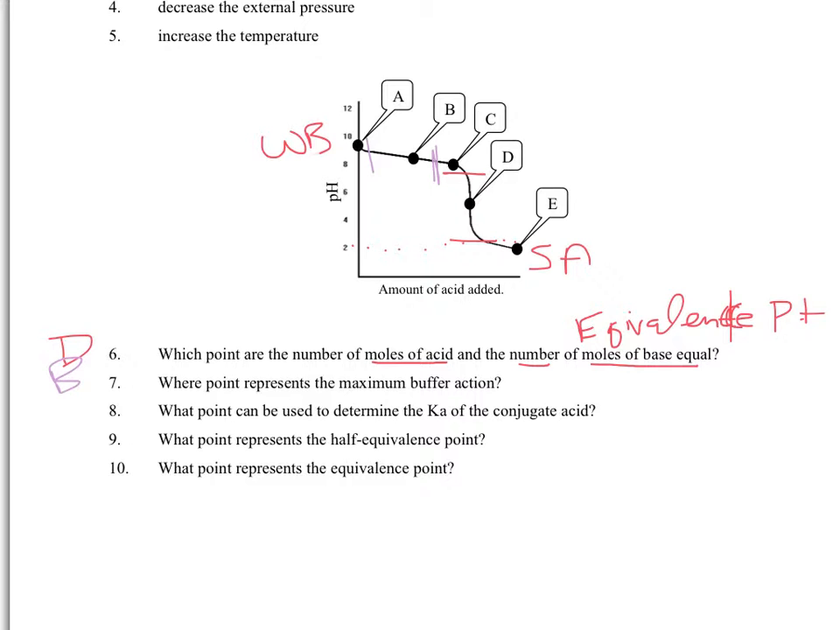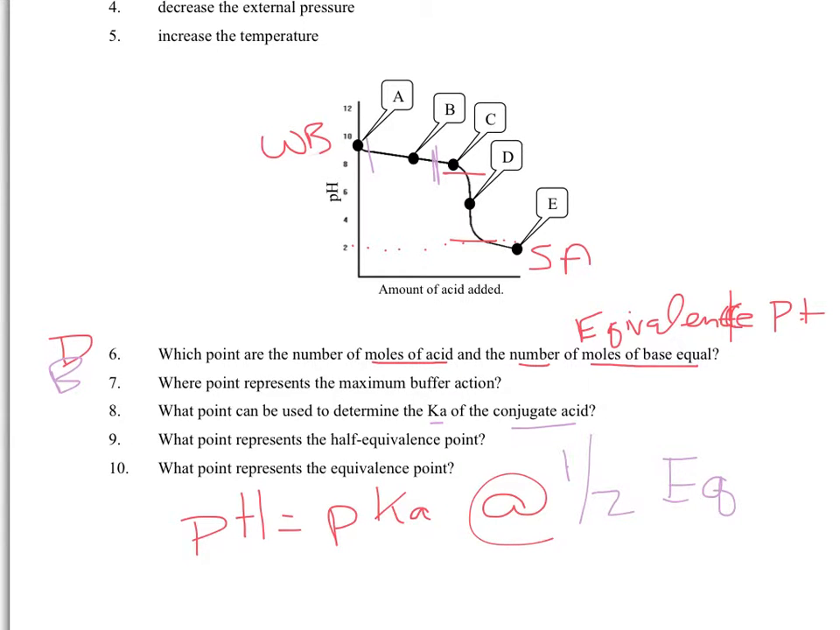The buffer zone is halfway between the initial and when it begins to start verticalizing. Ooh, that's a good one. Yep, it's halfway between C and A. So it is B. What point can be used to determine the Ka of the conjugate acid? Remember this. The pH is equal to the pKa at the half equivalence point.